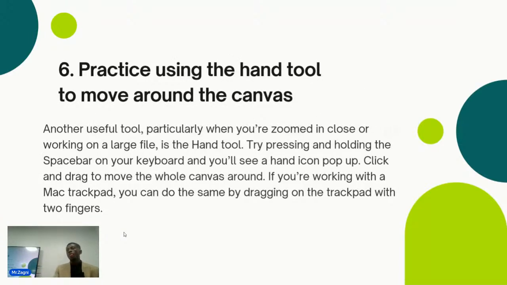So for the next practice, don't worry, I'm going to open the app on my own and still show you, because it looks like people are a bit confused already. Practice using the hand tool to move around the canvas. Another useful tool, practically, when you zoom in close or work on a large file. Try pressing and holding the space bar on your keyboard and you will see an icon pop out.